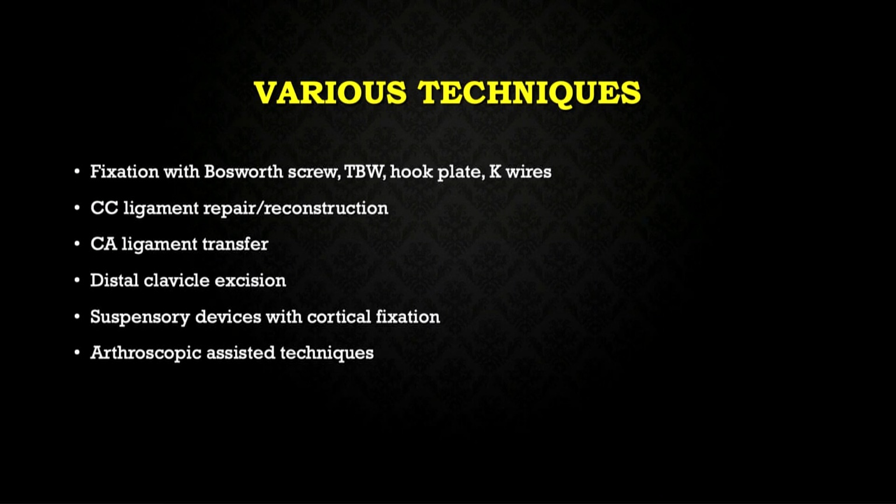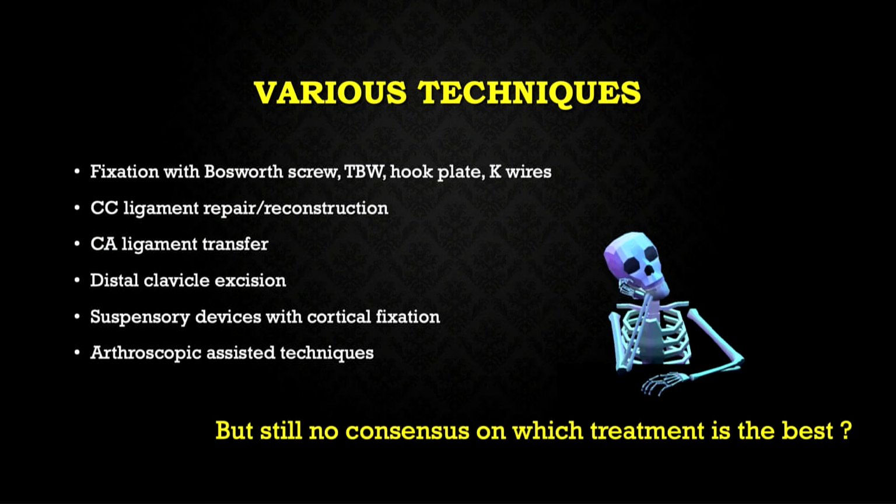Going back to the literature, there are various methods and techniques described for ACJ dislocation: fixing with Bosworth screw, the dog bone, hook plates, K-wires, coracoacromial ligament transfer, coracoclavicular ligament reconstruction, distal clavicle excision, various arthroscopic assisted techniques, etc. However, there is still no clear consensus on which treatment is considered to be the best.